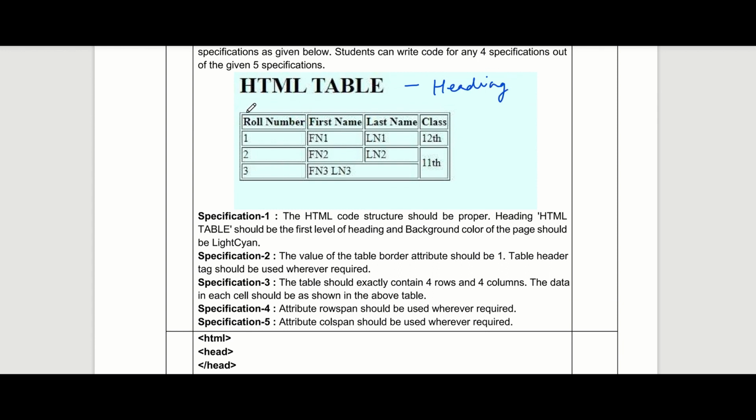Then we have a table where we have a border, and there is some cell spacing, and cell padding is also given. The first row is the table header. After that we have the table data cells, and here columns are merged, so col span will be used. Here rows are merged, so row span will be used. Now let's start the coding.